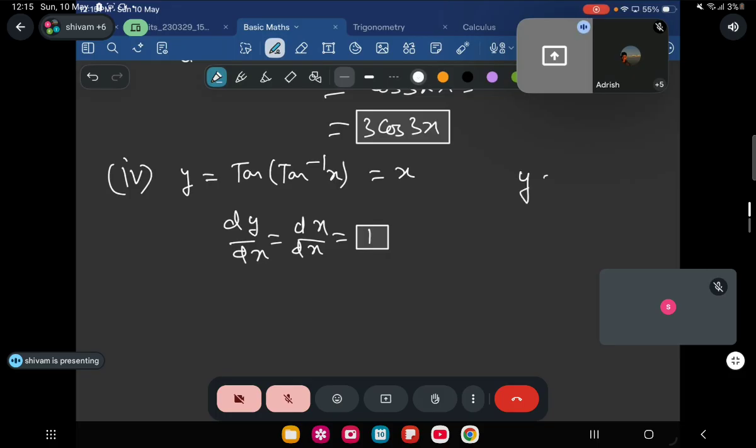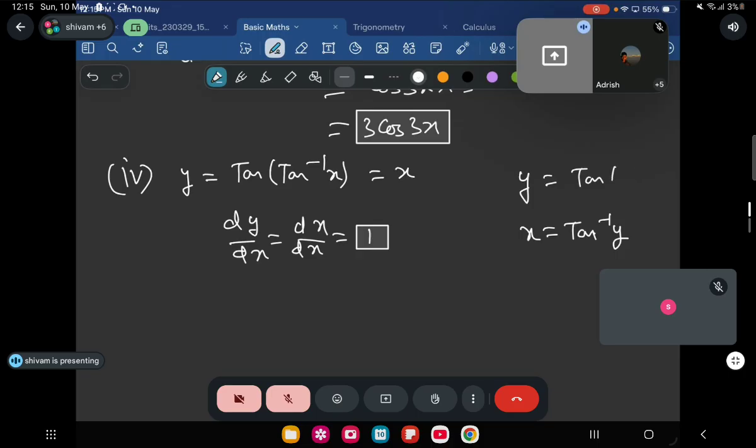So let us say y is equal to tan inverse x. Then tan y will be equal to x. What is the meaning of tan inverse? If y equals tan x, then x equals tan inverse y. That's the meaning of x equal to tan inverse y.